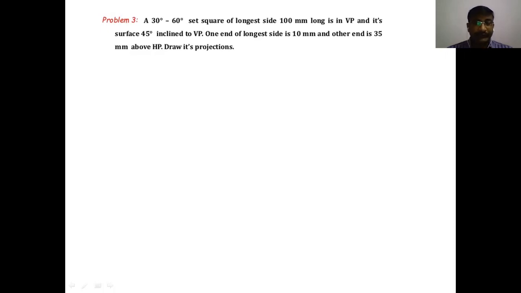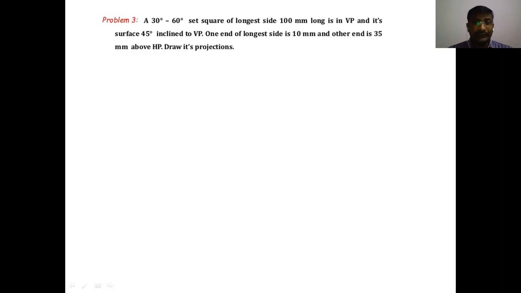Okay, the given plane is a 30 degrees, 60 degrees set square. That means the angle made by one side with the longer side is 30 degrees and the angle made by the other side with the longer side is 60 degrees. Here, the first preference goes to surface inclination. First of all, you have to look at the problem on the surface inclination. Here, the surface inclination is with VP, the vertical plane.